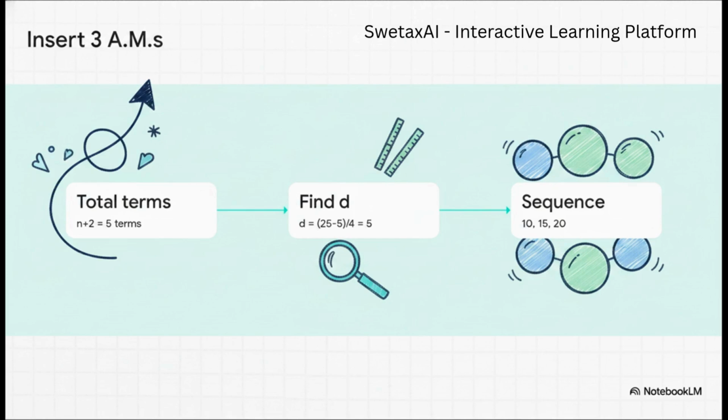Step 2, that's 25 minus 5, which is 20, divided by 4, so our step size d is 5. Step 3, just build out the sequence: 5, then 10, 15, 20, and finally 25. Your 3 means are 10, 15, and 20. Really, it's just a matter of finding that new constant difference.